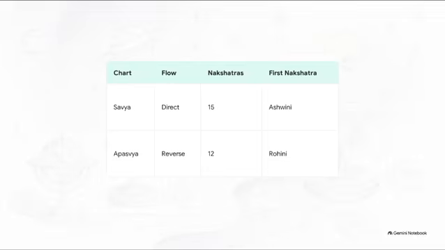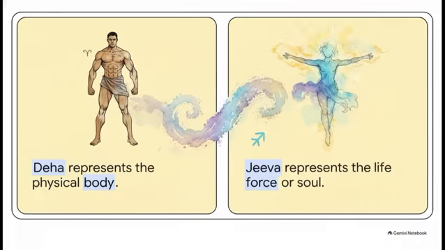The text states, write Ashwini etc. nakshatras in the Savya chakra and Rohini etc. 13 nakshatras into the Apasavya chakra. By following this prescribed order, we map exactly 15 nakshatras into the Savya chart and 12 into the Apasavya chart. Ashwini governs the direct, forward-moving cycle, while Rohini kicks off the reverse cycle. This precise mapping is absolutely essential if you want to understand the underlying energy of any given planetary period, including our Venus Sukshma.